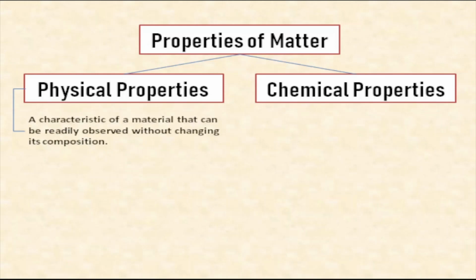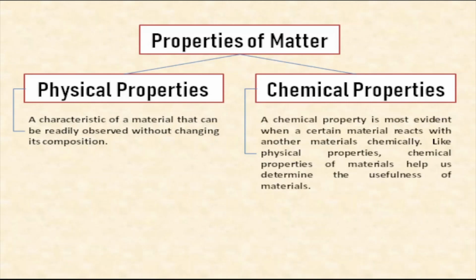Physical properties of matter. It is a characteristic of a material that can be readily observed without changing its composition. While a chemical property is most evident when a certain material reacts with another material chemically. Like physical properties, chemical properties of materials help us determine the usefulness of materials. Let's start with the physical properties of material.